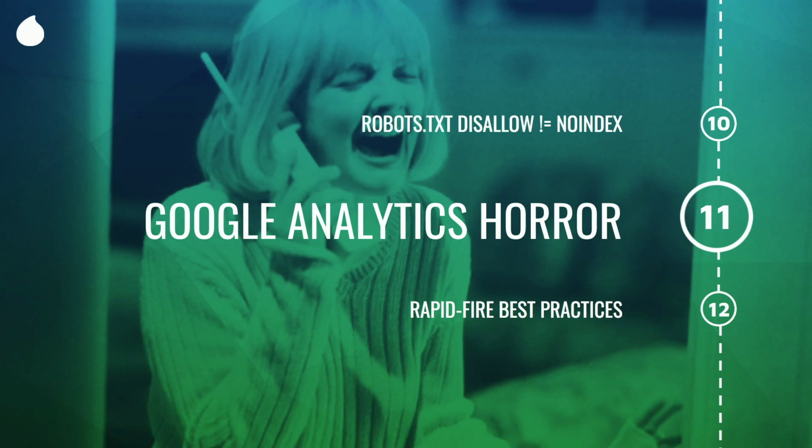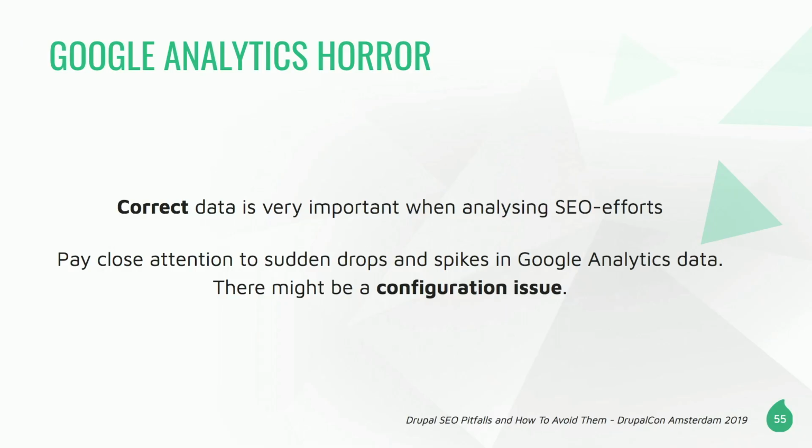Next, Google Analytics. Google Analytics is used, of course, to see how your SEO efforts are paying off, so it's an important thing as well. And correct data in Google Analytics is crucial. If you don't have correct data, then you shouldn't be using Google Analytics. So if you or anyone on your team see sudden spikes or drops, always pay close attention to them, because there could be a configuration issue.